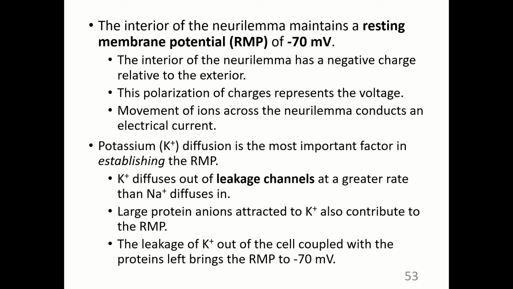Potassium ion diffusion is the most important factor in establishing the resting membrane potential. Potassium ions diffuse out of leakage channels at a greater rate than sodium ions diffuse in. Large protein anions, or negatively charged ions, that are attracted to potassium also contribute to the resting membrane potential. The leakage of potassium ions out of the cell, coupled with the proteins left behind, brings the resting membrane potential to negative 70 millivolts.